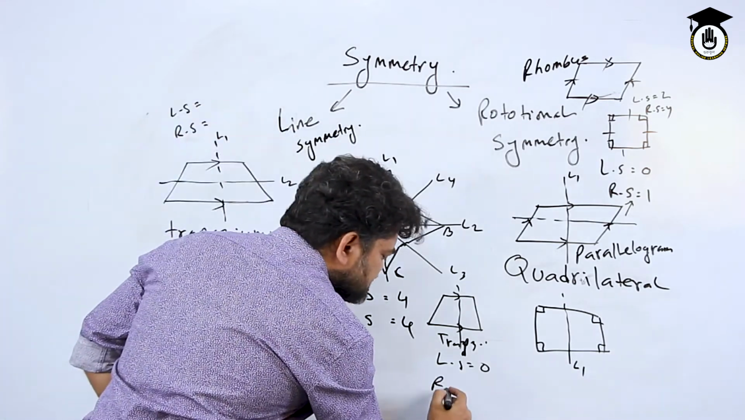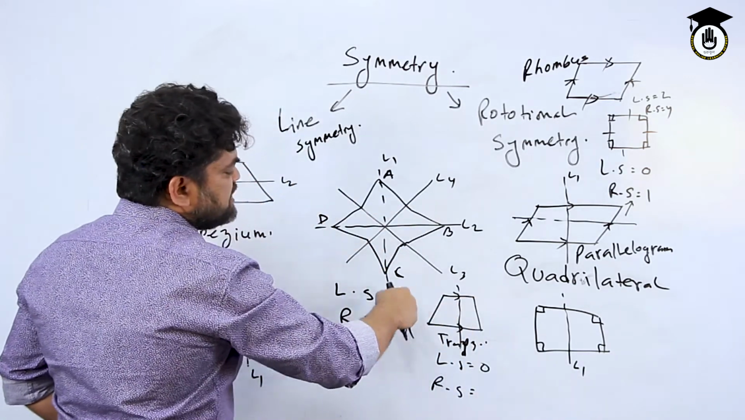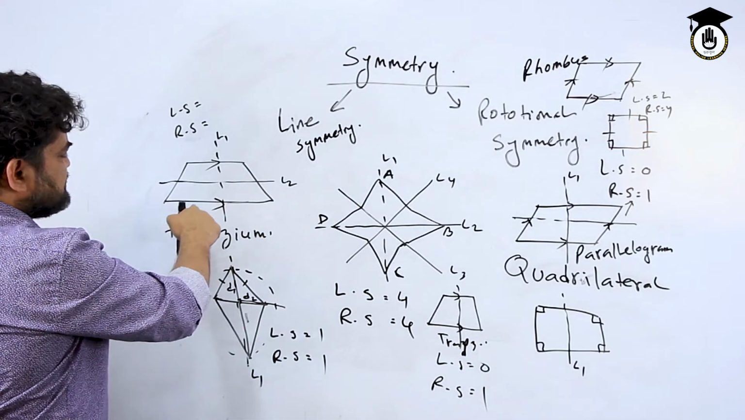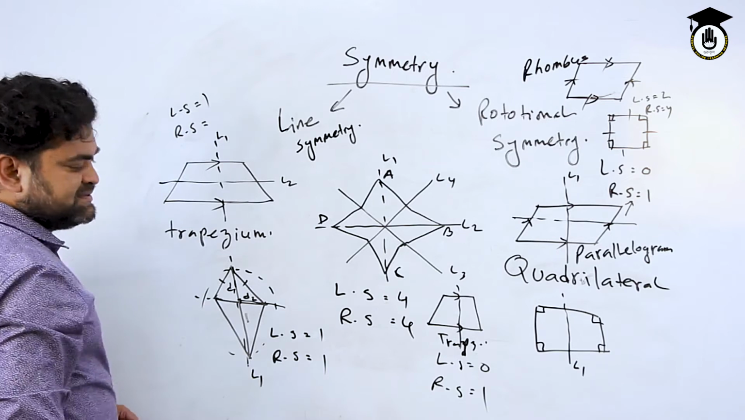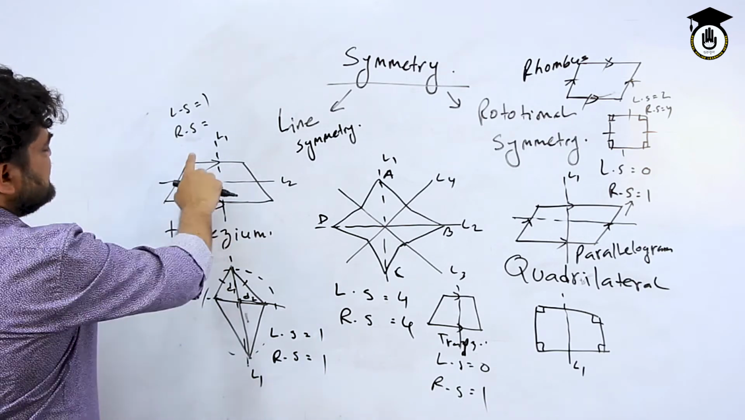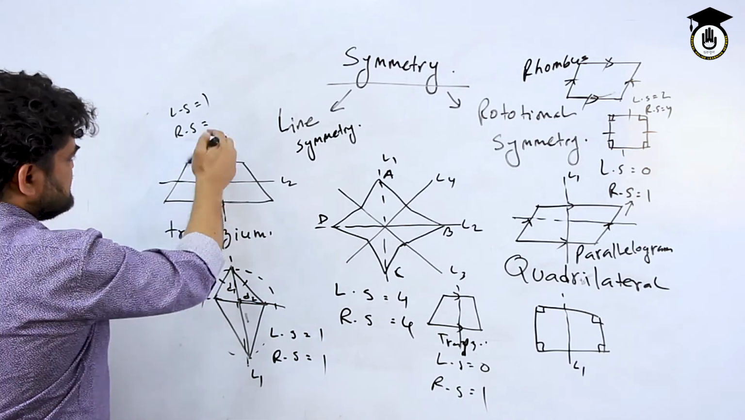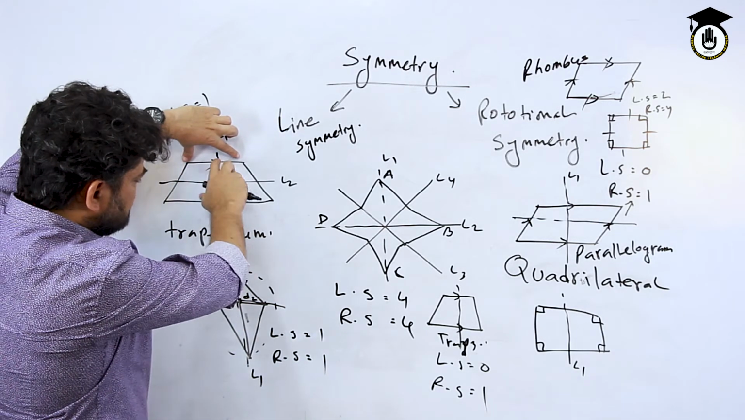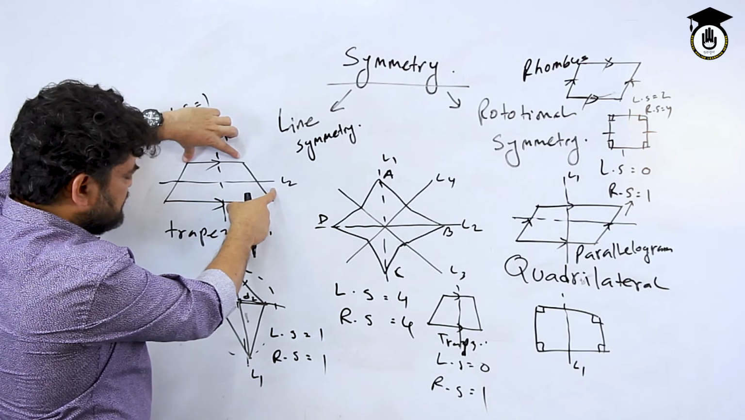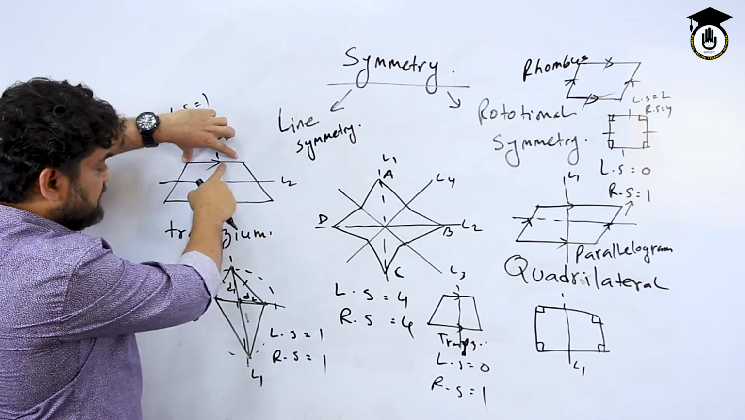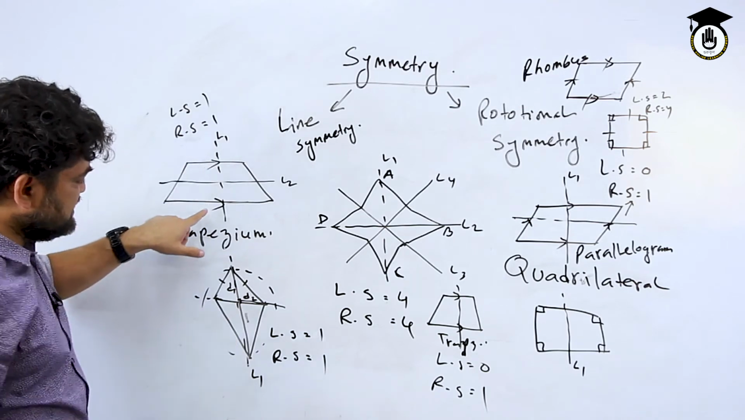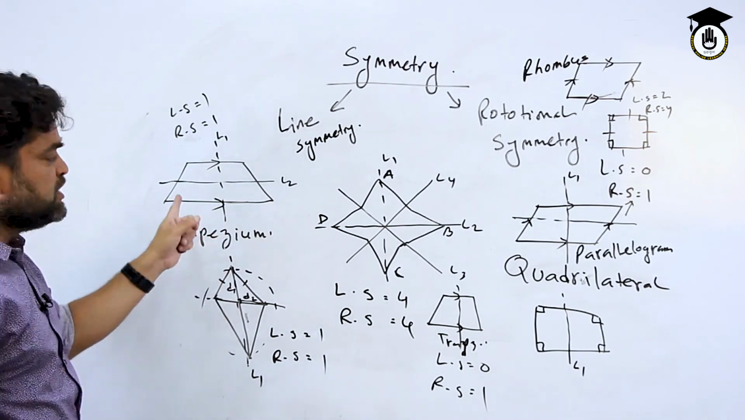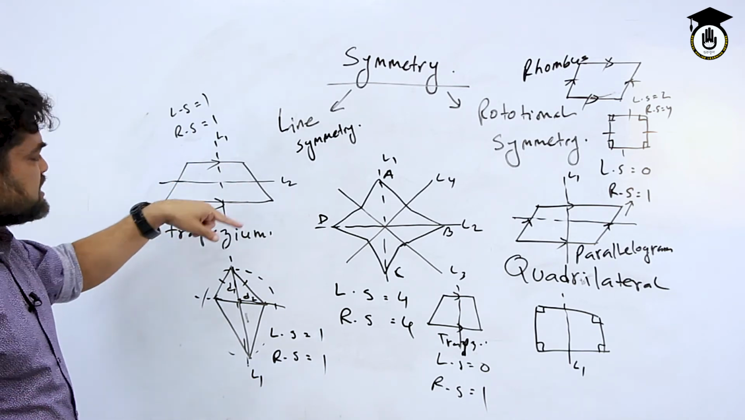For rotational symmetry, if you rotate it, it comes back at 360 degrees, so it will be only 1. In the case of this trapezium, line symmetry will be 1 because the shape is like this, and rotational symmetry, if you rotate it, you will get 1, only at 360 degrees, because this line is too short. If you rotate it, it will not fit over here properly. Here is also not, because this is the longest side. As you see, this is the shortest side, this is the longest side. It will not fit properly. It will only fit once if you rotate it 360 degrees.